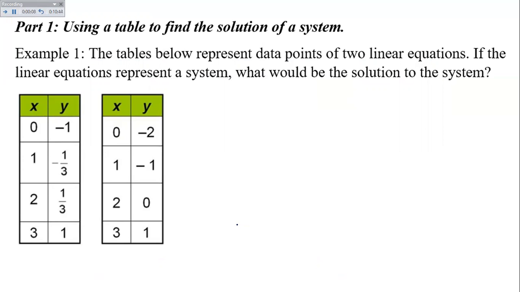All right. So we're going to talk about using a table to find the solution of a system, okay? When you're using a table or mapping or ordered pairs, any type of distinct data, what you're looking for is where are the x values the same, okay? So when is x the same? That's what you're asking yourself. When you're looking at the tables, the mappings, the ordered pairs, you're asking yourself, when is x the same?